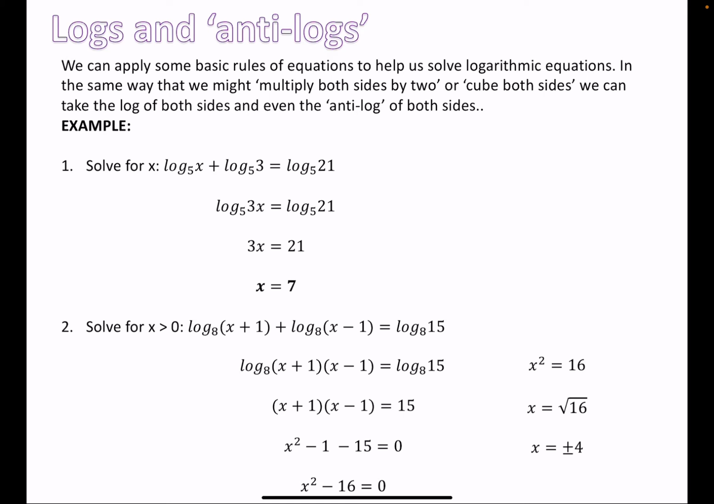As it happens for the question, because x has to be greater than 0, and if we're trying to find the log of something, it does need to be a positive number, we can get rid of the negative one. But you do have to have mentioned this first, and then actually neglect one of the answers and just write the answer as x equal to 4. Okay, you need to make that clear in your final answer.